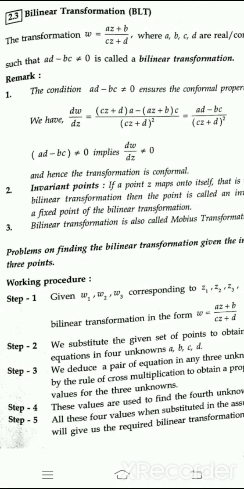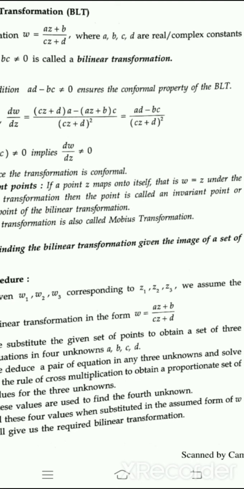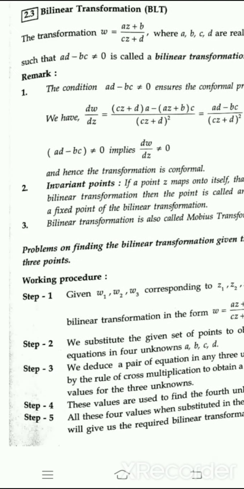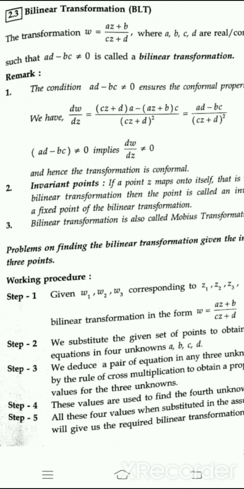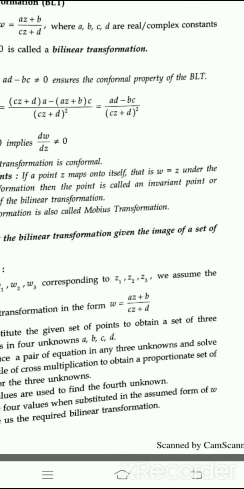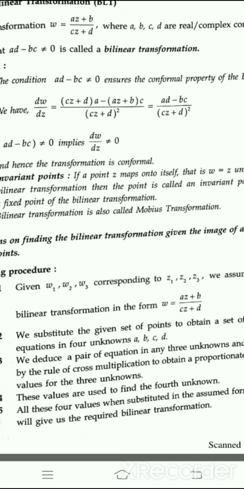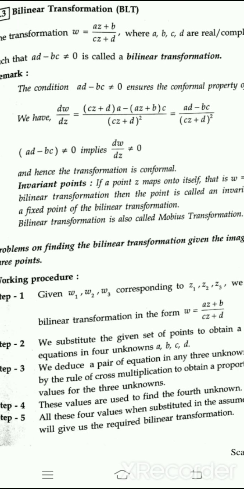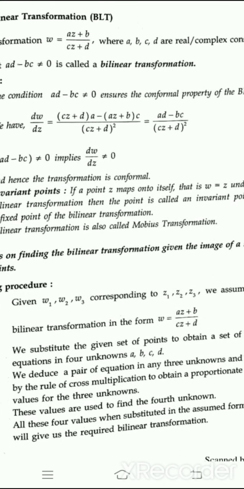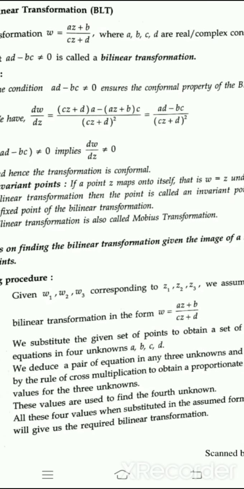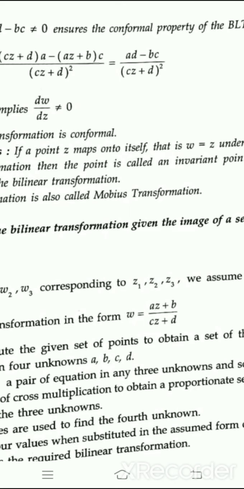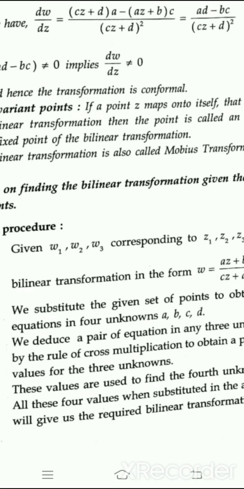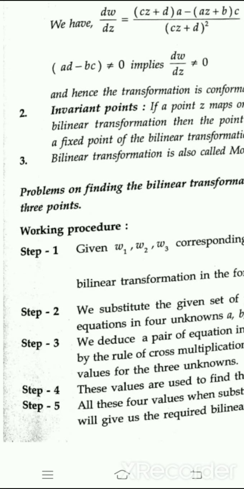Next, the working procedure for this problem. Step 1: given w1, w2 and w3 corresponding to z1, z2, z3, we assume the bilinear transformation in the form w is equal to (az plus b) divided by (cz plus d). Step 2: we substitute the given points to obtain a set of 3 equations in 4 unknowns a, b, c and d. In the third step, we deduce a pair of equations in any 3 unknowns and solve by the rule of cross multiplication to obtain a proportionate set of values for the 3 unknowns, and similarly for steps 4 and 5.